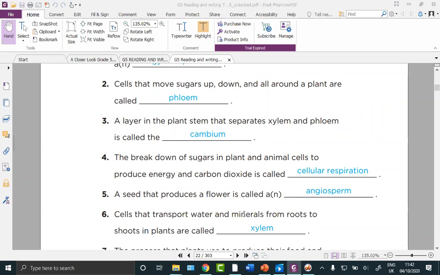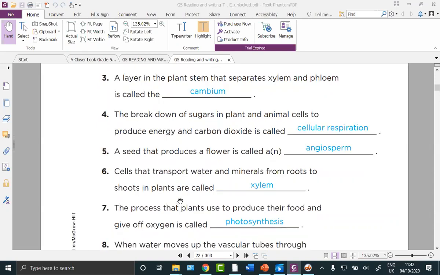We answered. Can I answer? Bilal Hamdi. Number 7. The process that plants use to produce their food and give off oxygen is called photosynthesis. Yeah. We finished this. We are at number 8.